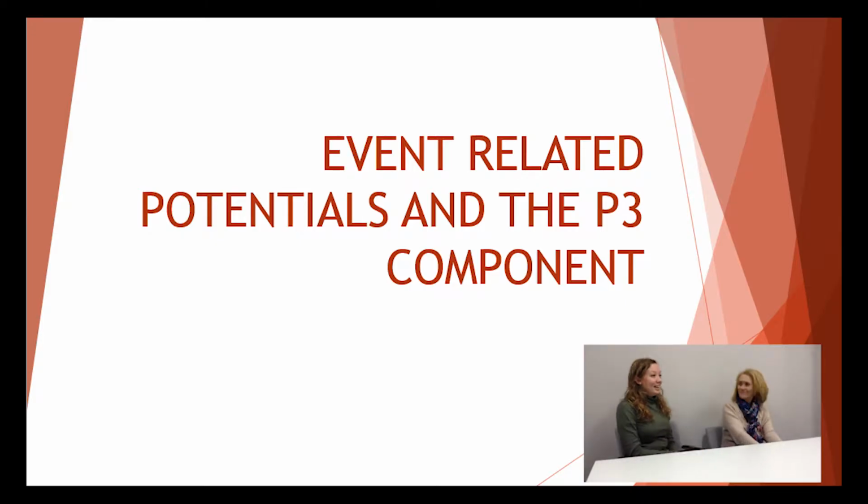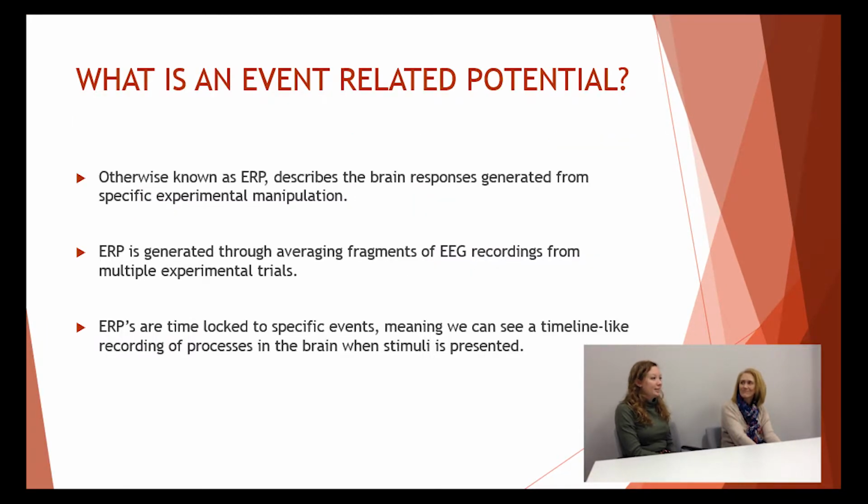What is a brainwave? A brainwave is an electrical impulse in the brain, and researchers can look further into these brainwaves through the event-related potential technique, also known as ERP. ERP can show a timeline-like recording of brain processing through the high temporal resolution. High temporal resolution means we can view the brain processes and responses in real time.